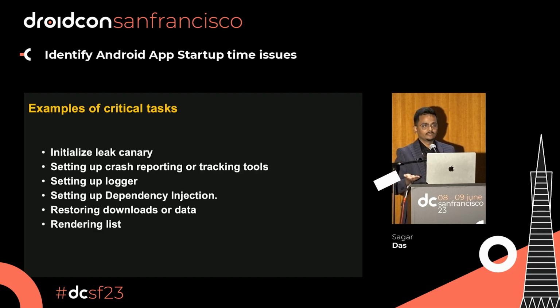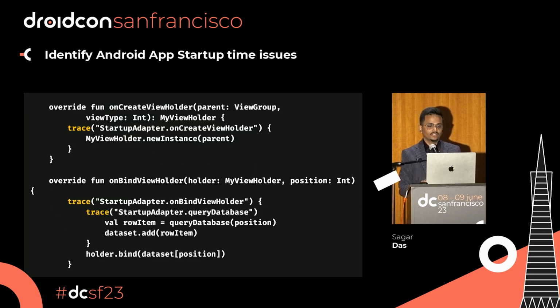Restoring downloads or data, meaning if you want to show some pre-downloaded data to the user. Rendering list is when all of your initialization tasks have been done, and then you want to show the final list of data to your user. In order to identify a critical task and measure it as part of benchmark test cases, the Android SDK also provides us another means, and that is through leveraging traces. A trace is a set of the exact work or details being done in your device at one particular point in time.